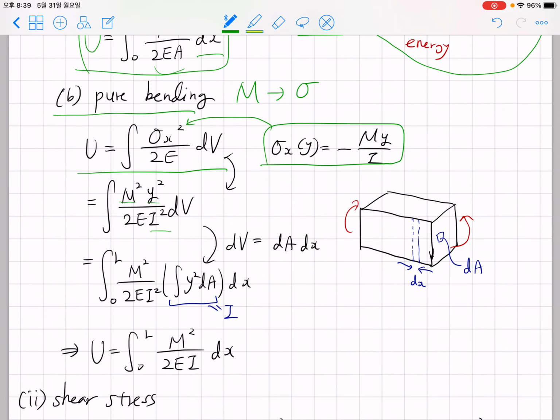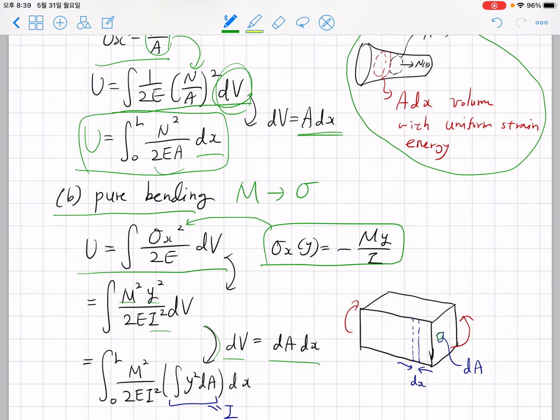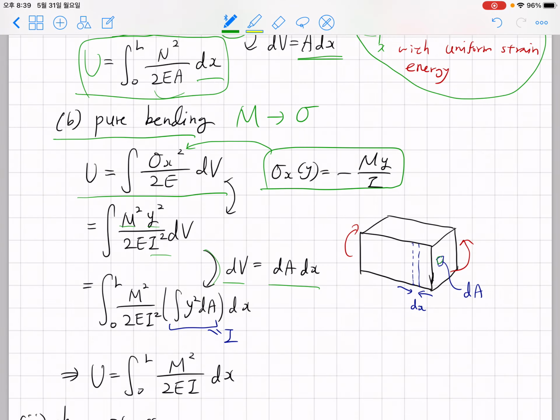Now if you also plug in dV equals dA dx, you have to separate dA dx in this way, because you can see that in the previous problem, at a given x, the N was constant. However, in this problem, at a given x, the y is different at different positions. Like this is y maximum, this is y equals 0, this is y minimum. So when you convert to this, you have to be careful about putting dV equals dA dx.